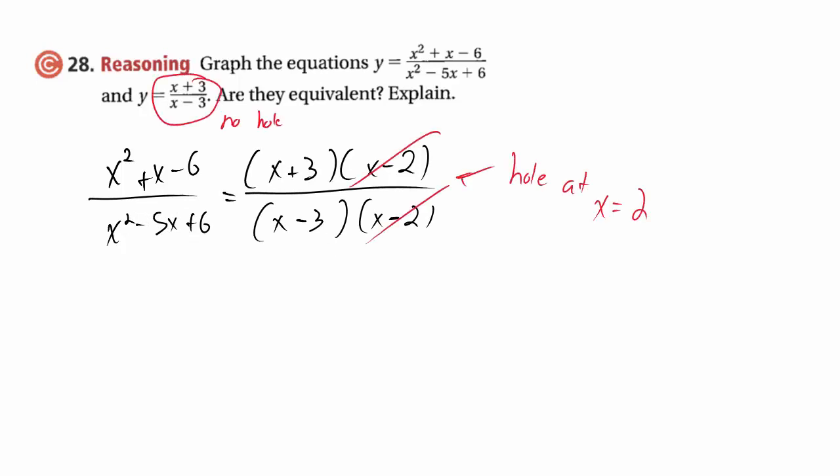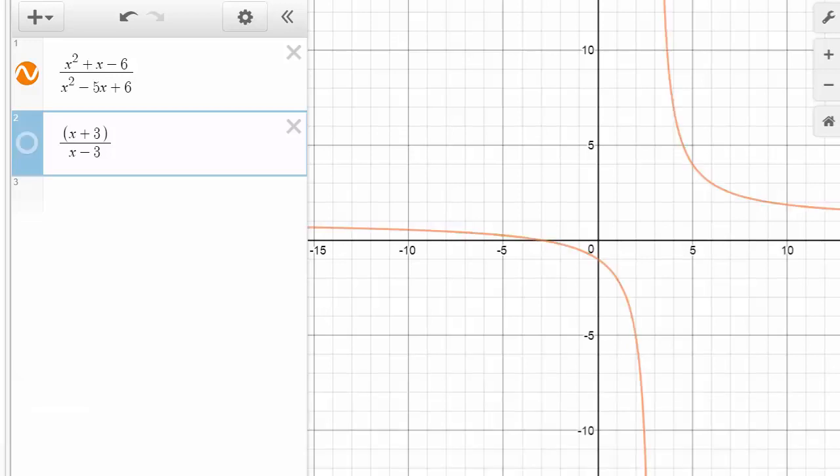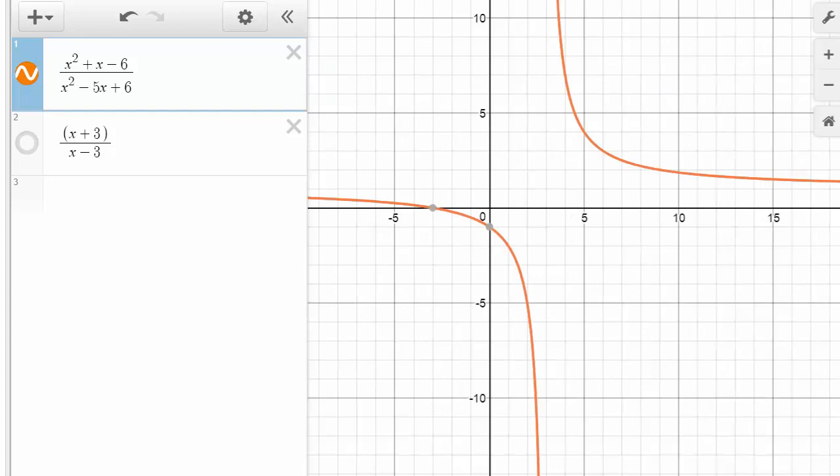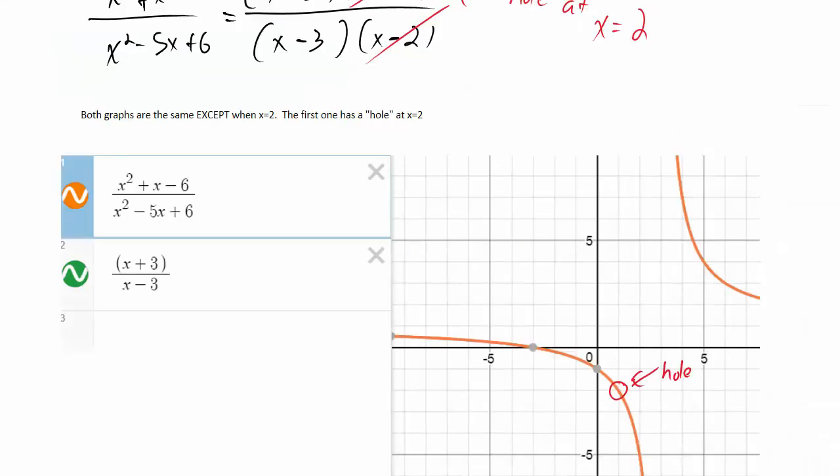The only difference between the first function and the second one is that the first one has a little pinhole at x equals 2. They both have an asymptote at x equals 3, but the second one just has that little pinhole. Otherwise, they are identical as far as the eye can see, so there's practically no difference. They are basically equivalent, except for an infinitely small amount of area. All right, that's it for this one.